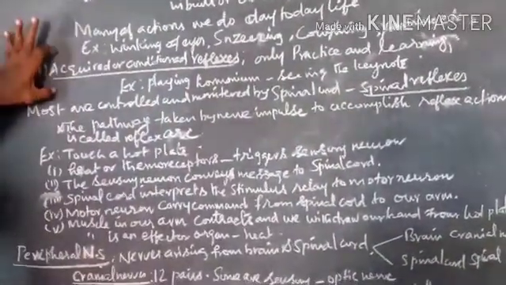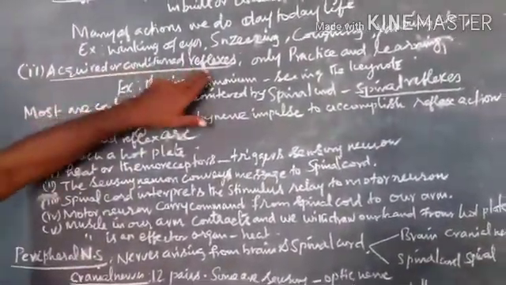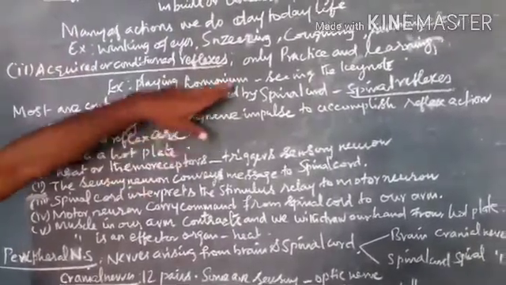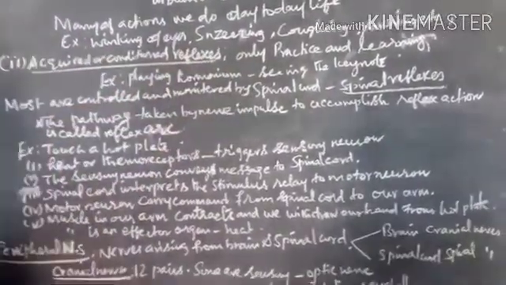The second one is acquired or conditioned reflexes. This only takes place by means of practice and learning.